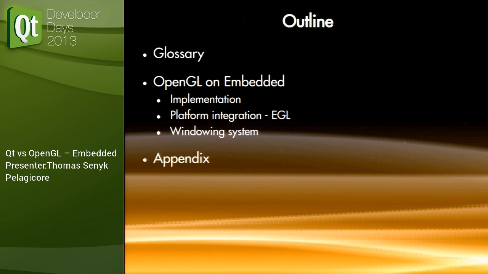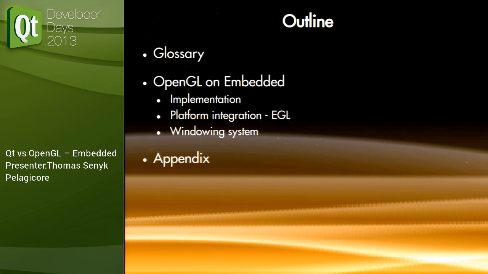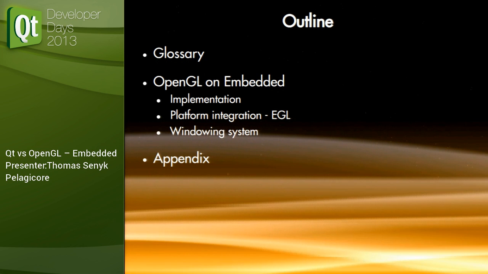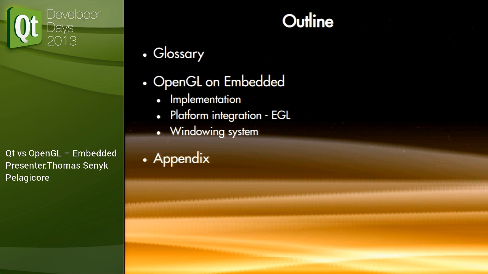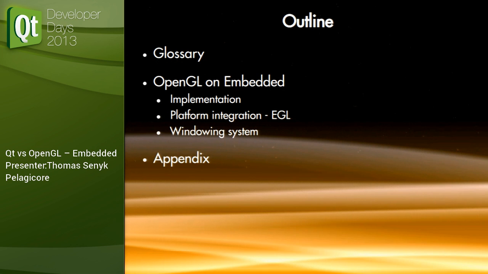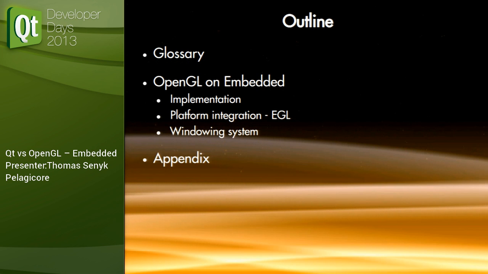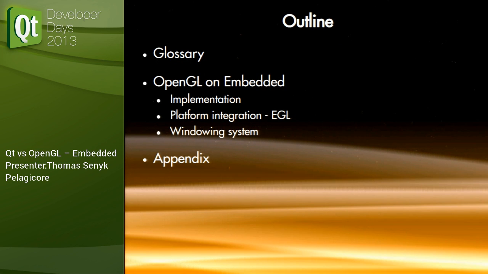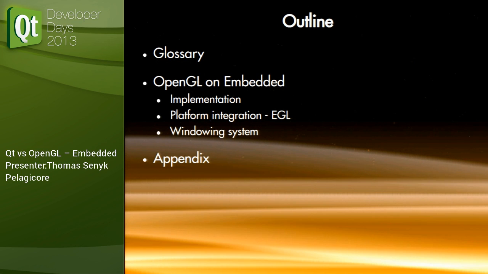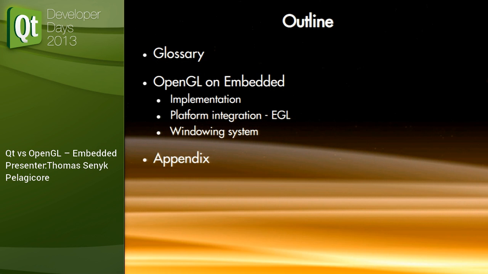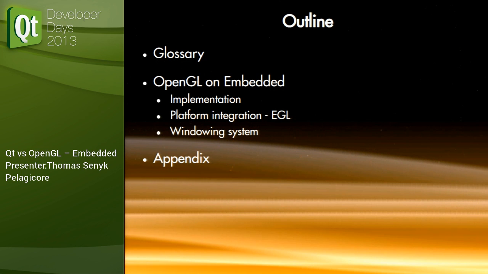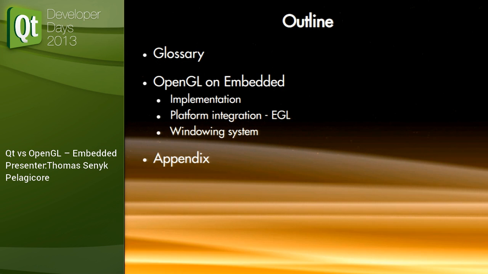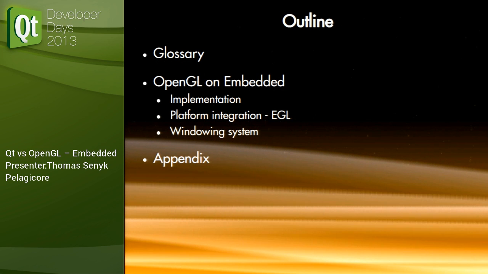So we start with a very short glossary. There isn't much left, actually, it's just 2 slides. Then the big topic, OpenGL embedded, the actual real topic here. Implementation of OpenGL, the platform integration. We will concentrate on EGL. There's more than just EGL, but they are all put into the appendix. If we don't come to the appendix, shortening it: avoid X11 on embedded. That's basically the appendix.